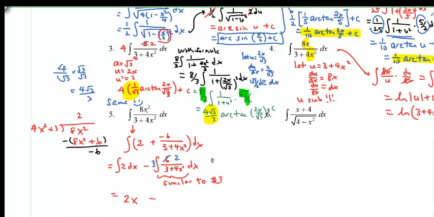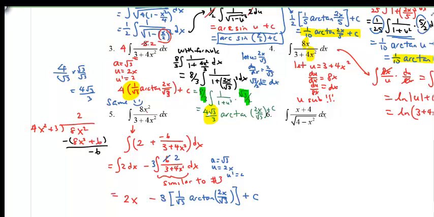Because once again, a equals root 3 and u equals 2x. So u prime has to be 2. Remember all that stuff? So this just becomes 3, 1 over a, 1 over root 3, arctangent of u, which is 2x over root 3, plus c. Okay. There you have it.